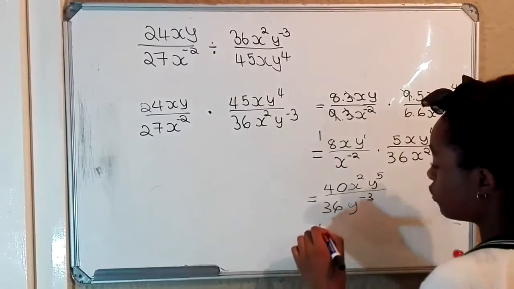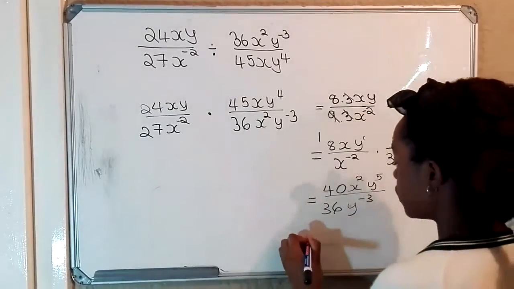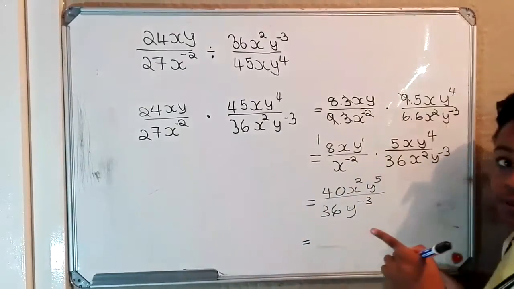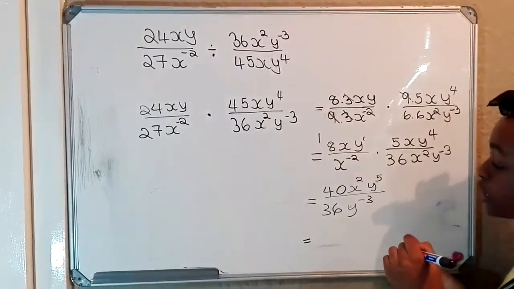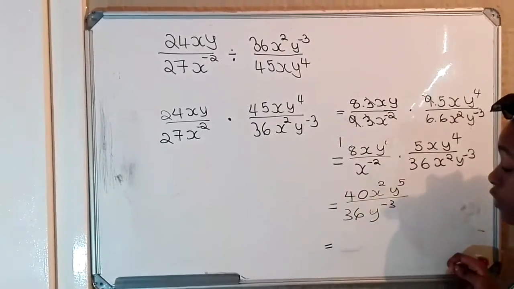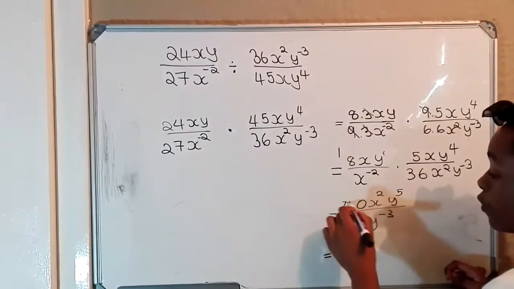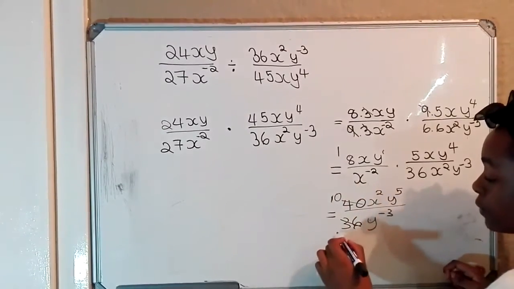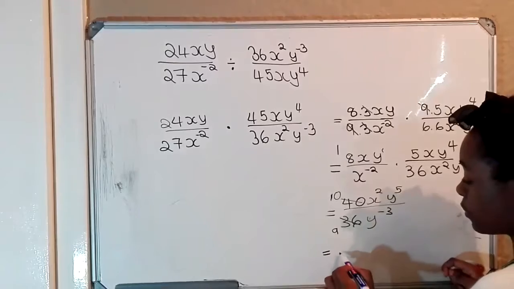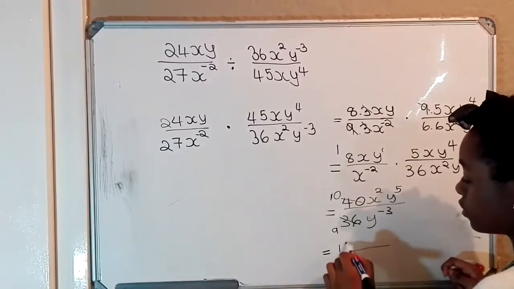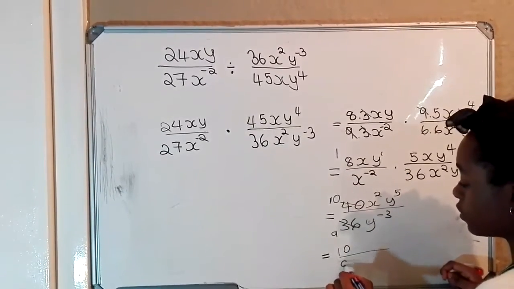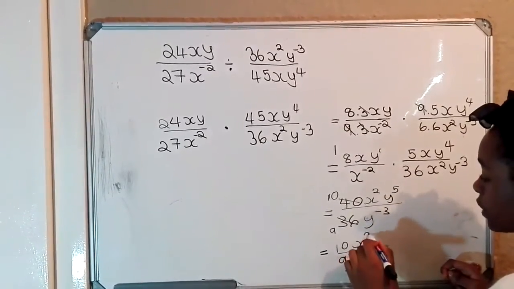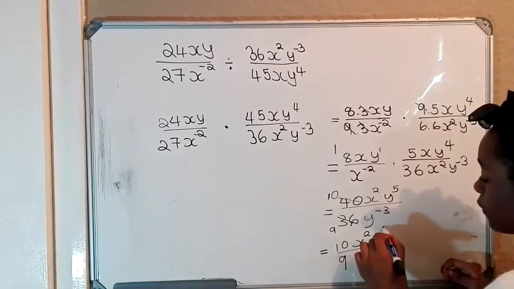Okay, we're not done. We can check if we can simplify the 36 and 40. Let's see if we can simplify the coefficients. By 4 becomes 10. By 4 it becomes 9. Okay, so we're left with 10 over 9. And we can leave x squared there and y to the power of 5.